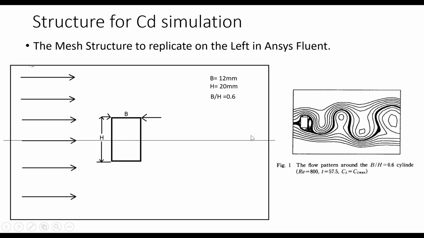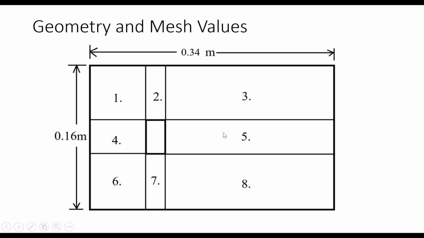The geometrical structure which we will be making will be looking like this, with B and H as 12 mm and 20 mm. And this is the geometry of the mesh. We will be dividing into 8 parts, and the reference area which we will be putting is the multiplication of length and breadth. With these 8 divisions, we will be dividing it so as to get our mesh result better and for our accurate results.